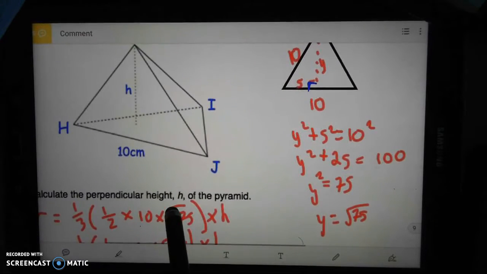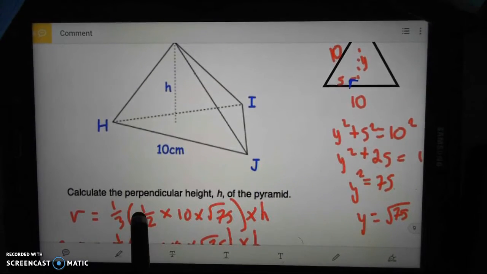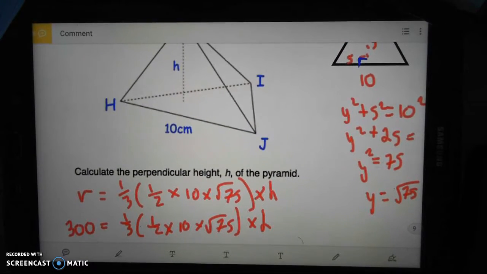So going back to our formula, inside the bracket is the area of the triangle. We know that the base was 10, and we just worked out that the height was square root of 75. So you do 10 times square root of 75, and then because this is a triangle, we divide by 2 or multiply by half, same thing. So inside the bracket we get the area of the base. Then we times it by a third, because that's how we work out the volume of a pyramid, and we times it by h, which is still the unknown. The volume is 300 centimeters cubed.